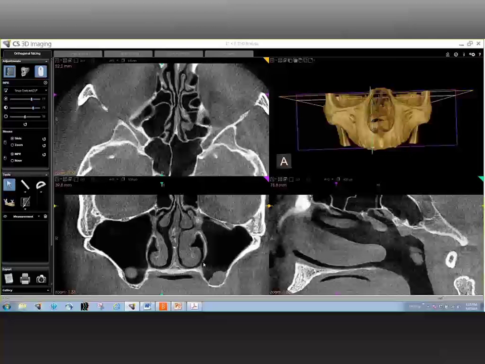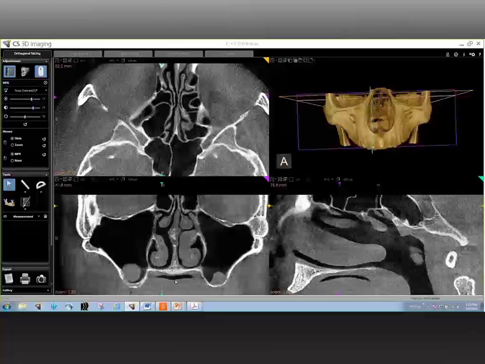Now, of course, in this case, it just looks like polypoid-like lesions on the right, maybe a little bit of exaggerated mucoperiosteal thickening on the left. Now, it is important to note that there's always some part of a mucoperiosteal layer that could be a little bit inflamed due to the non-sterile nature of the sinus by itself. But something of this nature probably should be of a little bit of a concern.